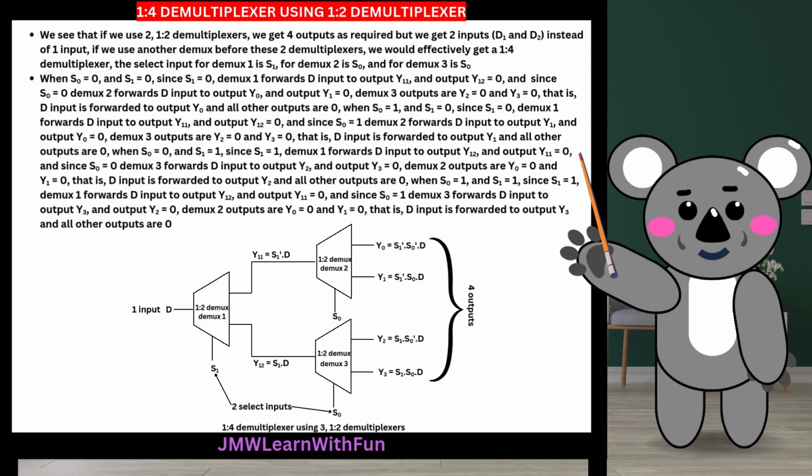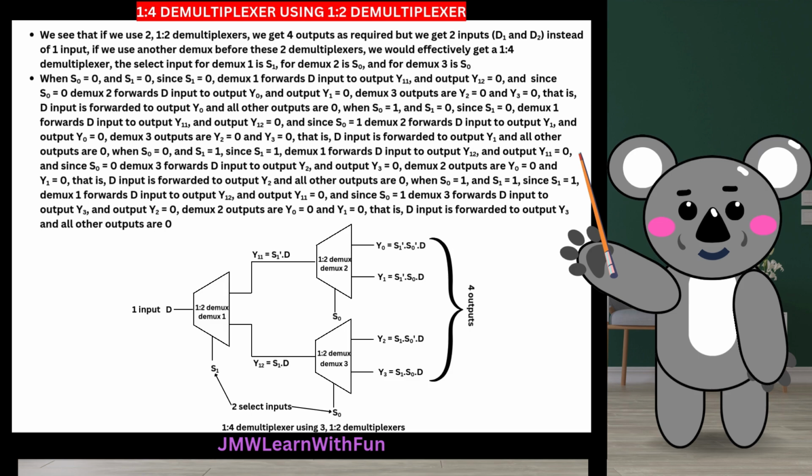The select input for demux 1 is S1, for demux 2 is S0, and for demux 3 is S0. When S0 equal to 0, and S1 equal to 0, since S1 equal to 0, demux 1 forwards D input to output Y11, and output Y12 equal to 0, and since S0 equal to 0, demux 2 forwards D input to output Y0, and output Y1 equal to 0. Demux 3 outputs are Y2 equal to 0, and Y3 equal to 0, that is, D input is forwarded to output Y0, and all other outputs are 0.